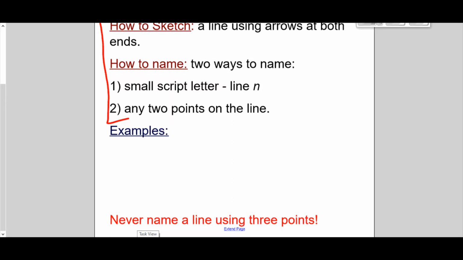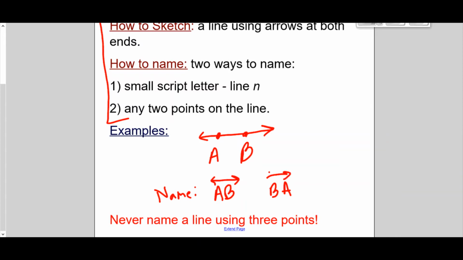The way we sketch this is we use a line that has arrows at both ends. So for example, here's a line that has arrows at both ends. And you would be given at least two points. So let's say this is A, B. So we could call this line AB. The way we would name this is just AB. Another option would be to name it BA with a line on top. So this is another option of naming this line.